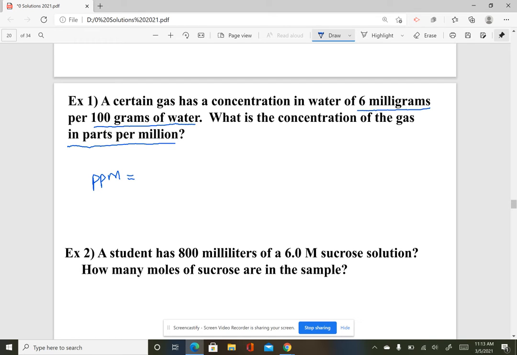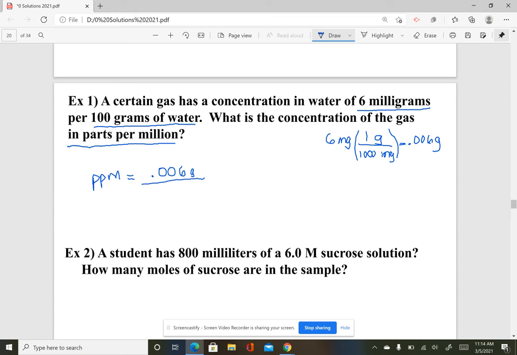equals, I'm always going to put my small number on top, but guys, I can't be comparing milligrams to grams. So before I go ahead and do that, I have to say, all right, if I have 6 milligrams, I know that there's 1,000 milligrams in 1 gram. So that's going to convert to 0.006 grams of this gas that's dissolved in this water. So that goes on top, 0.006.